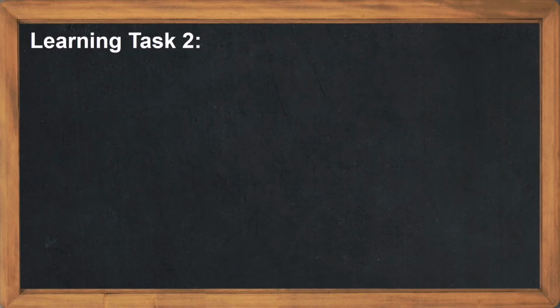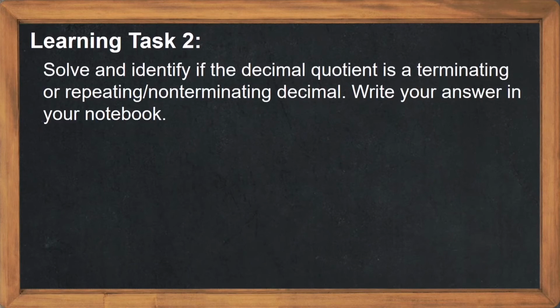And for learning task number 2, solve and identify if the decimal quotient is a terminating or repeating or non-terminating decimal. Write your answer in your notebook.